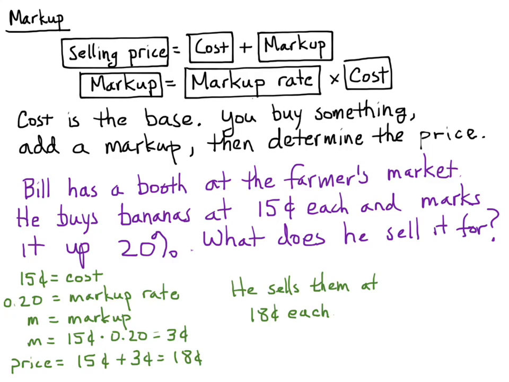So you see what all the terms mean. The markup is in the same units as the cost. So the markup is in cents in this case. It could be dollars or something of that sort. The markup rate is a percentage that you multiply the cost.